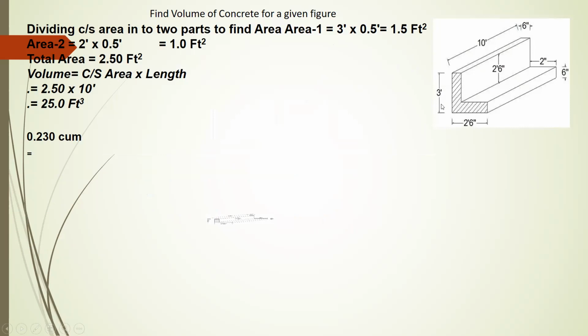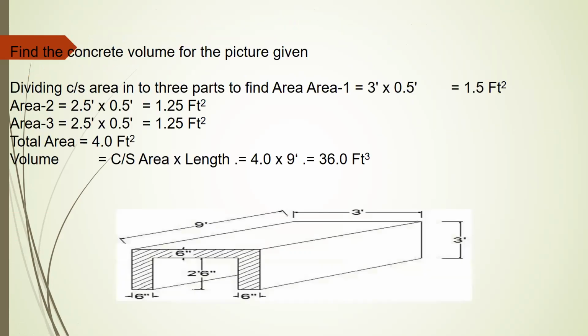That is 1.5 square feet. That is what I mean to say. Then area 2 is equal to 2 feet by 0.5, that is 6 inches. That will be 1 square foot area. Total area 2.5 square feet. Volume is equal to area into length. That is 2.5 into 10, 25 cubic feet. That is 0.230 cubic meter.